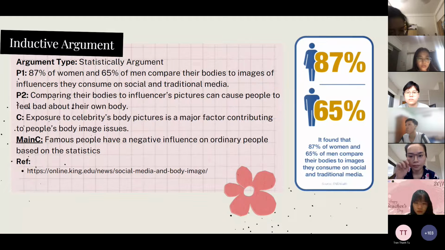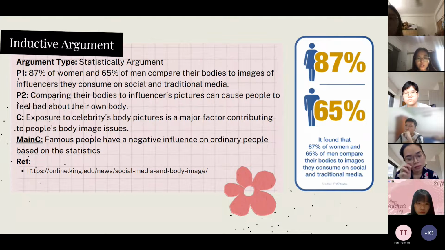So the first key point of this part is body image. In particular, the survey included 1,000 participants, men and women, and focused on their body image and confidence. It found that 87% of women and 65% of men compare their bodies to the images they see of influencers. The second premise is that most people compare themselves with celebrities, which makes them feel dissatisfied with their looks.